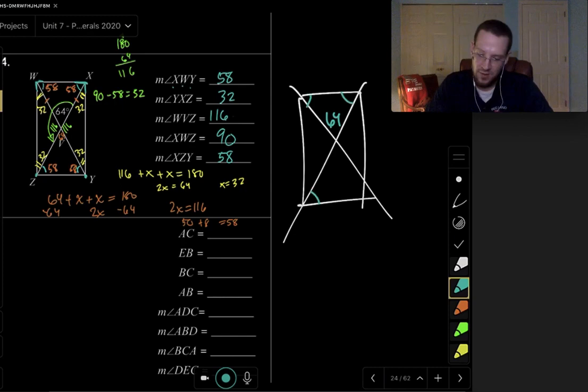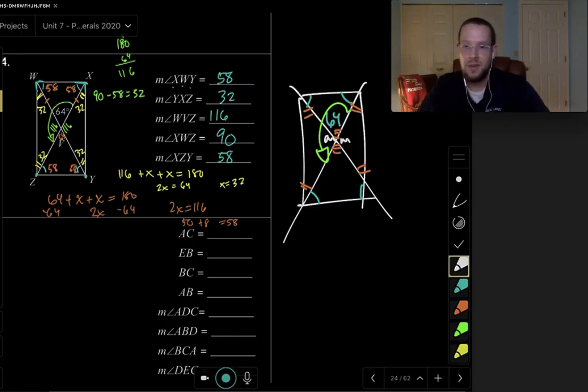These two are the same. These two are the same. These two are the same. These two are the same. This is a linear pair. These ones are the same. These ones are the same. And finally, these ones are the same. So, I mean, no big deal.